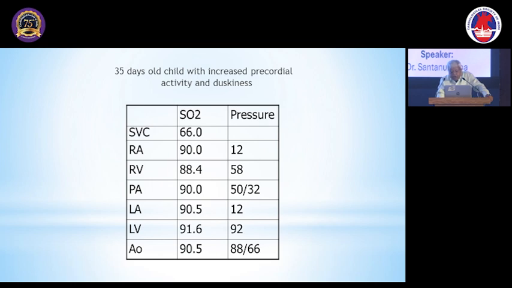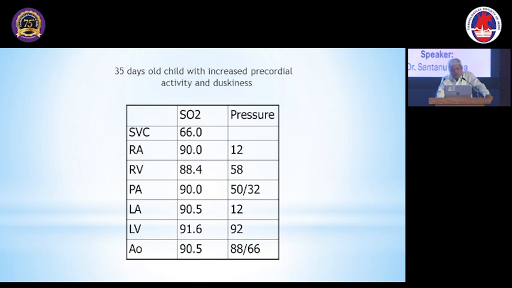RV pressure is 120, PA could not be entered, so there is a severe pulmonary stenosis or atresia, whatever it is. So this is a tetralogy physiology. See the right ventricular and the left ventricular pressure, they are similar.